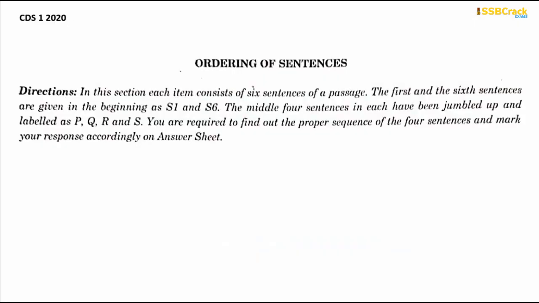So we will get back to the questions that we're going to solve today from the section Ordering of Sentences, and this is the Series 1 2020 English paper, question paper Set A. So we will read the directions first because this is important. In this section, each item consists of 6 sentences of a passage. The first and the sixth sentences are given in the beginning as S1, that means sentence 1, and S6, sentence 6. The middle 4 sentences in each have been jumbled up and labeled as P, Q, R, and S. You're required to find out the proper sequence of the 4 sentences, and you have to mark your response accordingly on the answer sheet.